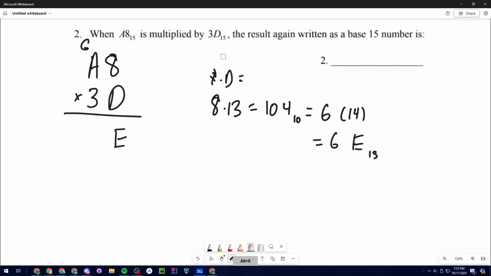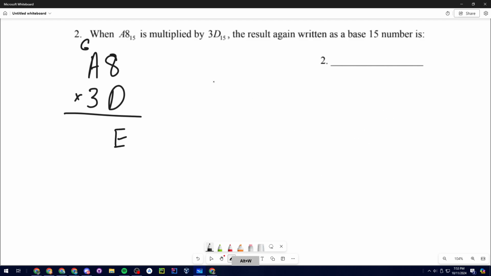So now I'm going to erase this work just because I'm on a whiteboard. Probably don't waste time erasing it if you're doing it on a test. A times d is just 10 times 13, which is 130 in base 10. 120 is a multiple of 15. 8 times 15 is 120, so that's just 8a in base 15, plus the 6 that we carried over.